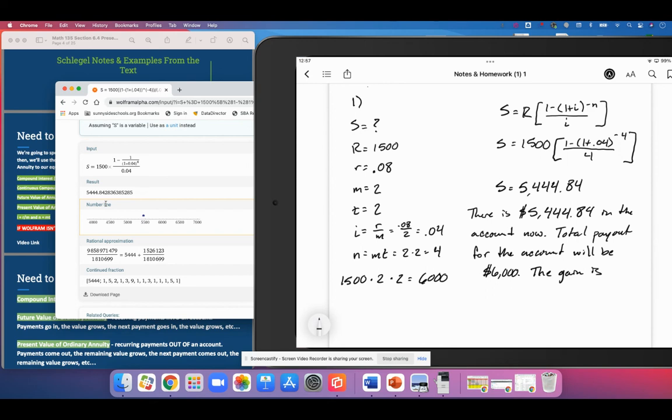So our total gain is about $550. We make $550 for doing nothing. Well, not for doing nothing, but we make $550 for taking out payments in small pieces from the total amount, because what is left is able to sit in there and grow.